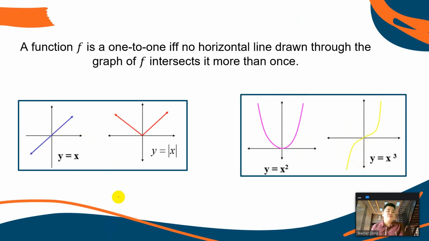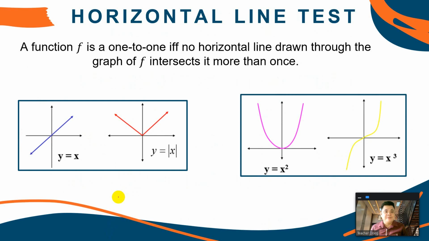Okay. Now, a function f is one-to-one if and only if no horizontal line drawn through the graph of f intersects it more than once. So this one is the horizontal line test. For all functions, we are using the vertical line test, right? But for one-to-one functions, other than the vertical line test, we are also using the horizontal line test. So when we say horizontal line test, it's the same rule as the vertical line test. The horizontal line must not touch or intersect the graph more than once.